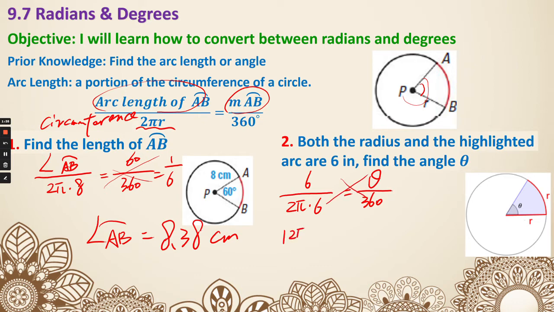That's 12 pi times theta equals to 2160. And we'll actually divide it over and simplify. We're going to get 180 over pi. And that's what theta is. And this is actually the definition of a radian. When the arc length is the same as the radius, that angle is going to be the radian.